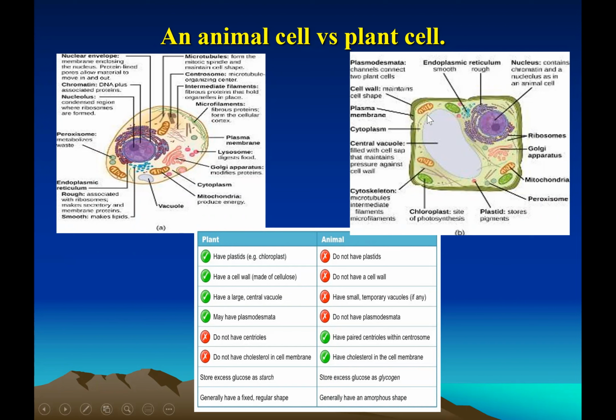Chloroplast. Chloroplast, excellent. Thank you, Stefan. So you can see chloroplast. So these are the three main differences between plant cells and animal cells. We'll study those structures in detail.